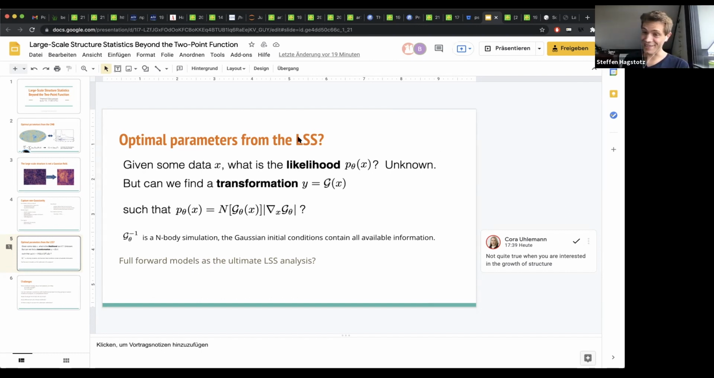But I mean, okay, this is the thing, no? If the ultimate way to make it Gaussian is to go back to the initial conditions, you can't be better than that, right?